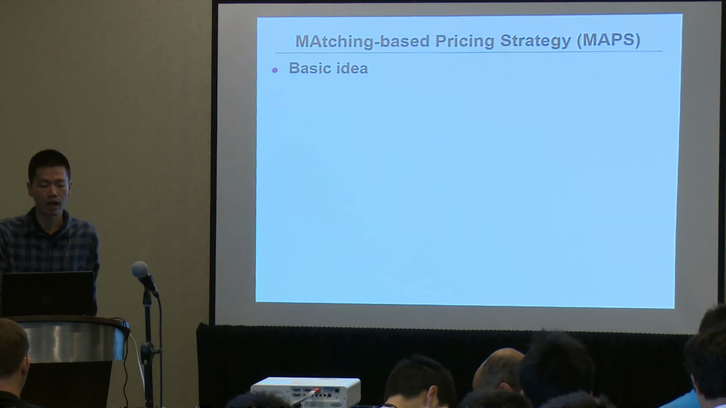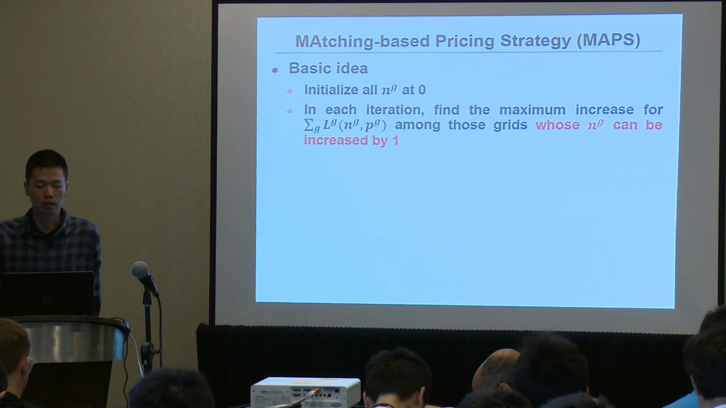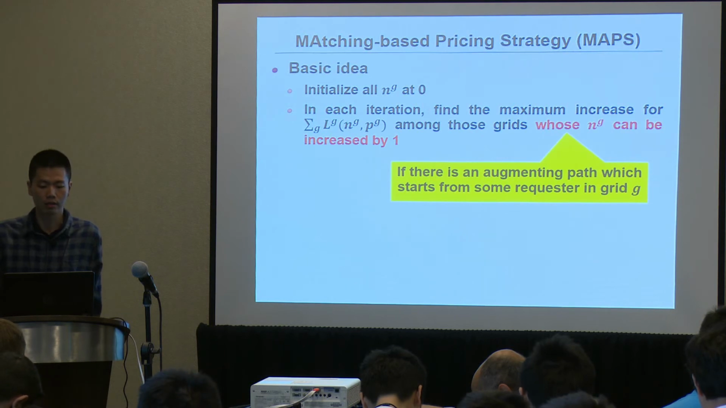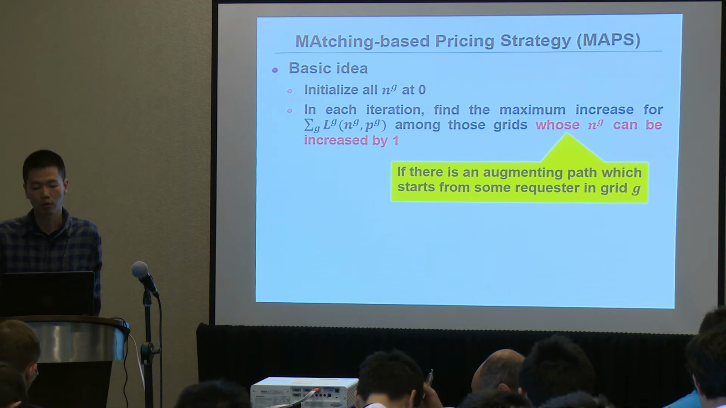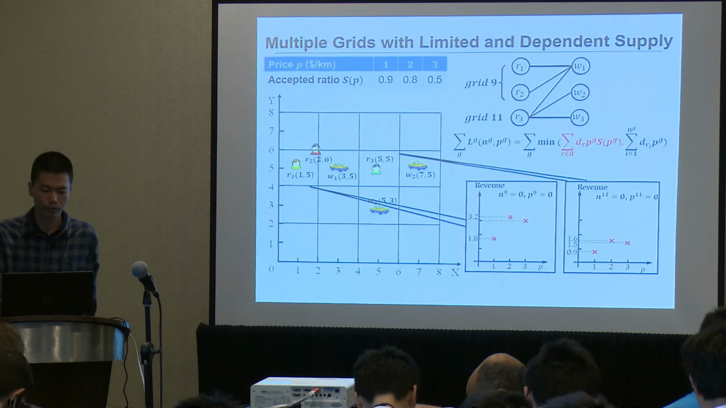The basic idea is as follows. Initialize all N_g at 0. In each iteration, find the maximum increase for the expression among those grids whose N_g can be increased by 1. Here, if there's an augmenting path which starts from some requester in grid g, there will be a worker assigned to that grid, and its N_g can be increased by 1.